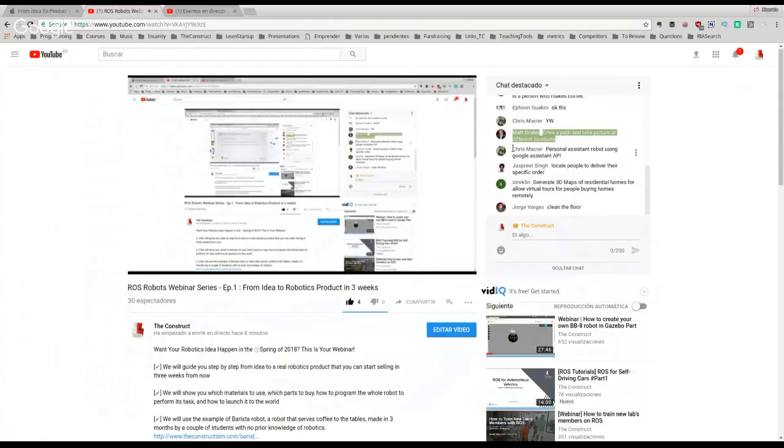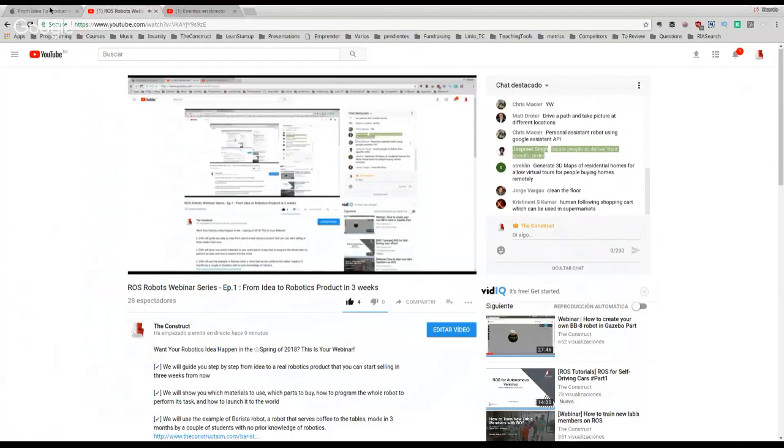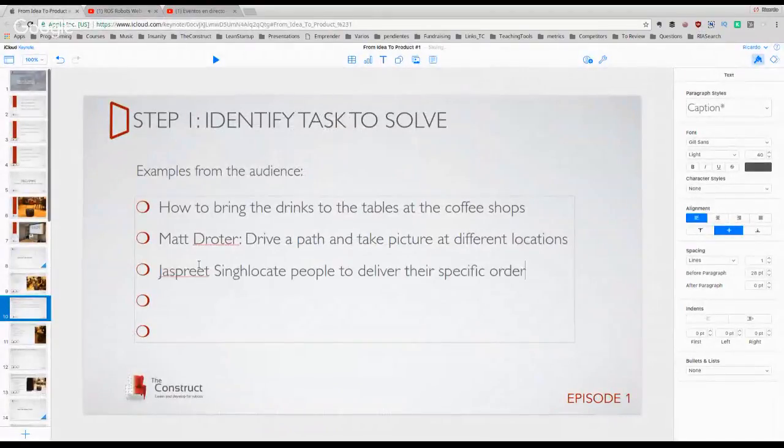So Jaspreet Singh says, locate people to deliver their specific order. Okay, so I think it still has to be more specific. Locate people to deliver their specific order where? In a city or in a building, something, just to specify a little bit more. Anyway, I'm going to copy that one because it's almost specific. Please, Jaspreet, define this more.